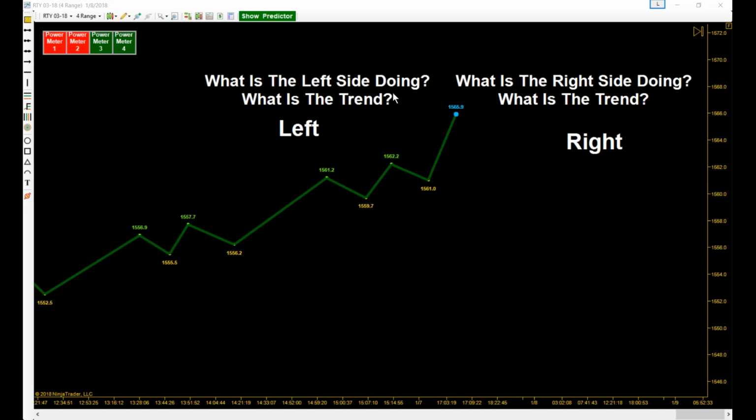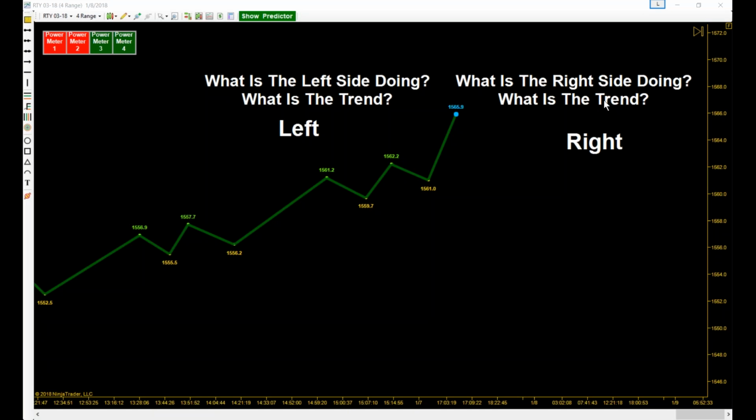So what is the left side of this chart doing? And what is the trend? Well, if you've been trading any amount of time at all, you know that higher lows and higher highs is what kind of a trend? It's trending up, right? Okay. Very important to know the left side of the chart. Ratcheting up.